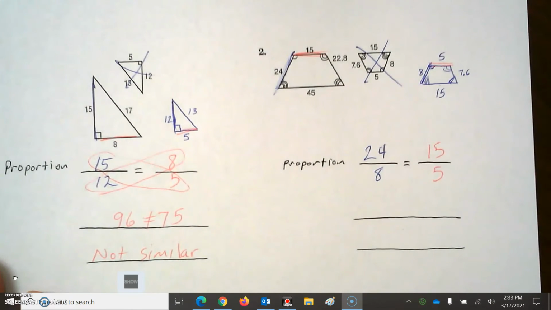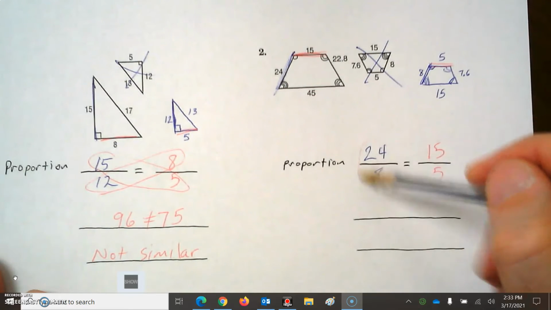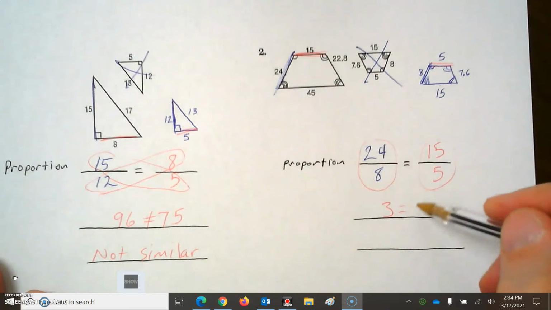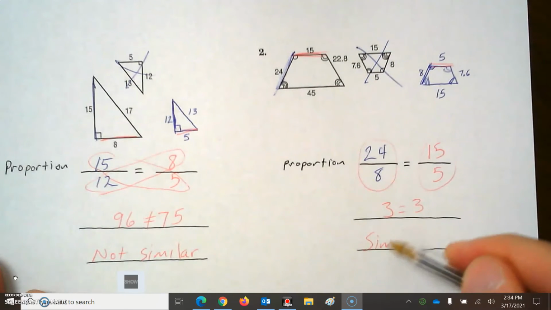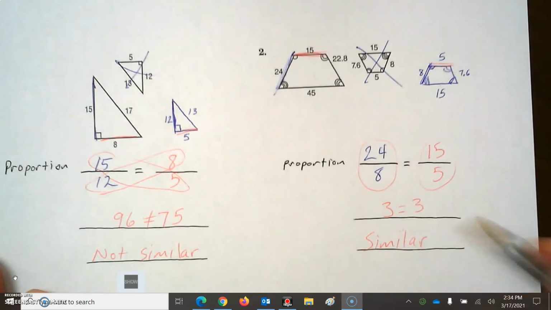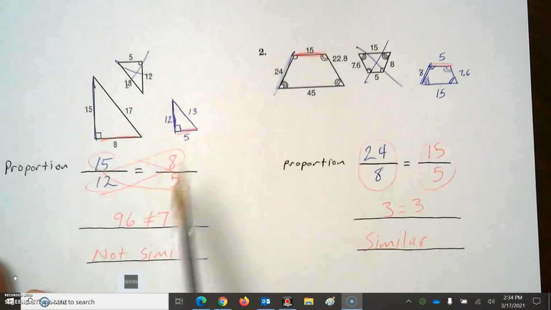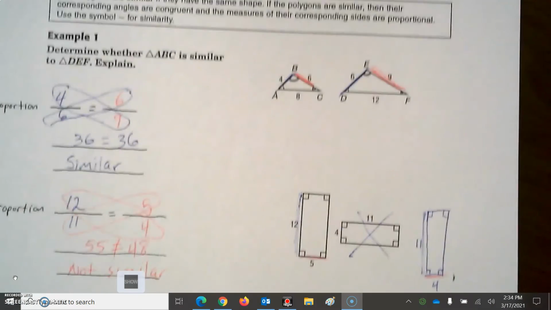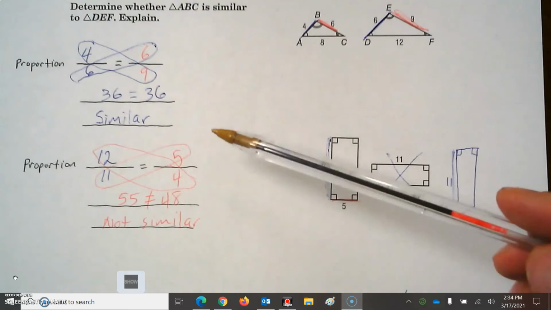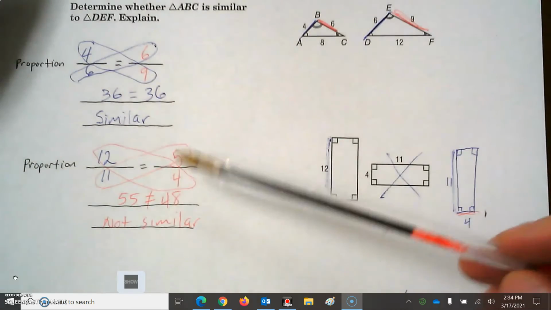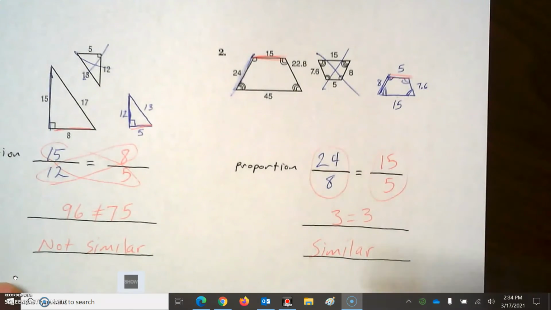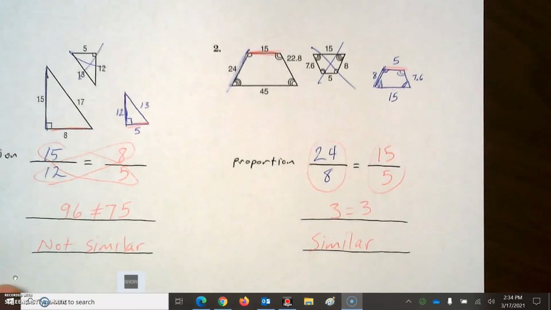You notice something about these two fractions. 24 divided by 8 is 3. And 15 divided by 5 is also 3. Now, if you're having a question, you're thinking, wait a minute, you just divided. Could I have divided for all of the other examples? That answer is yes. But you're going to get decimals, and sometimes they repeat. It can get a little messy. So cross multiplying is probably the best way to go.